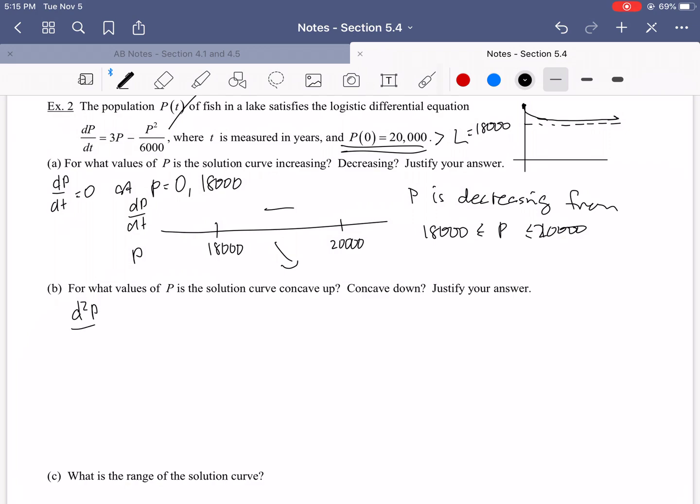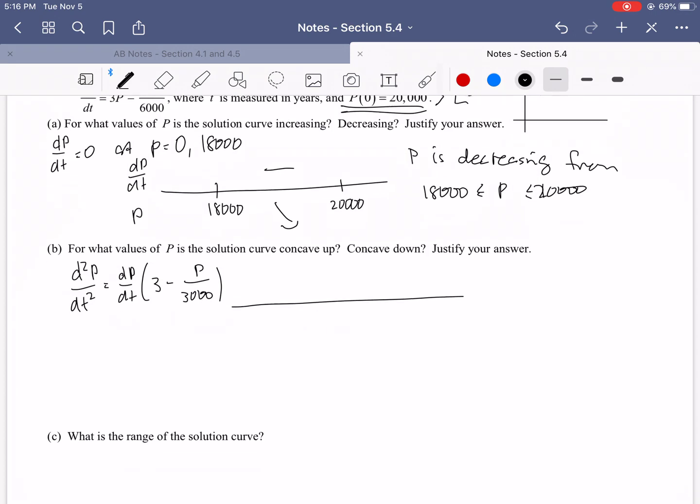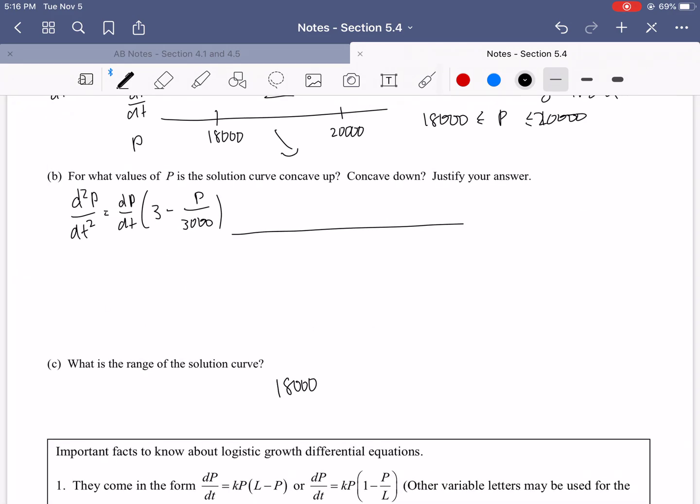For that I have to look at my second derivative, and we'll see if I can remember what that was from the previous page. I believe it was dp/dt multiplied by (3 minus p/3,000). That was equal to 0 at p = 0, 18,000, and 9,000. But 9,000 isn't applicable to this graph because the graph's range is from 18,000 to 20,000. We could even put that on the next part: this is going to be 18,000 < p ≤ 20,000, so 9,000 doesn't even come into play here.